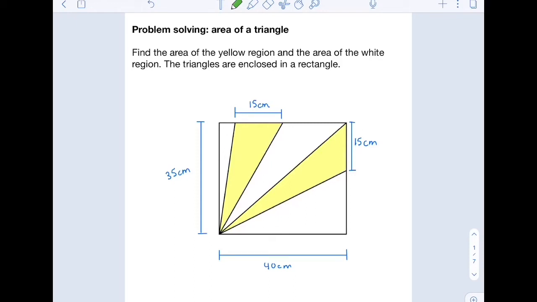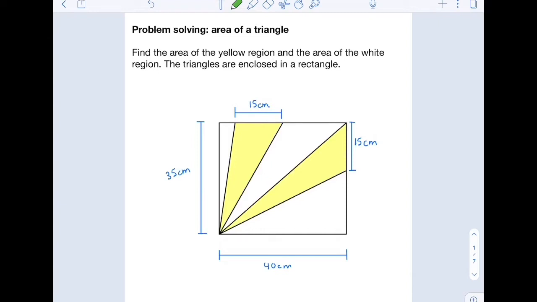In this video, we'll work on problem solving with a problem where we need to use the area formula of a triangle. The directions are: find the area of the yellow region and the area of the white region. The triangles are enclosed in a rectangle. So we know our shape is a rectangle that contains several triangles.